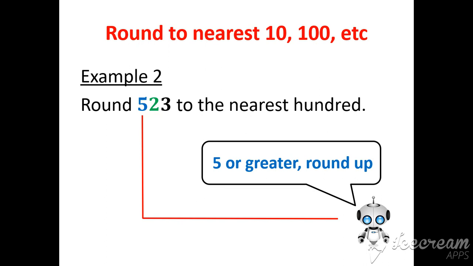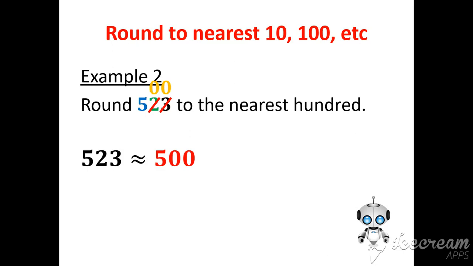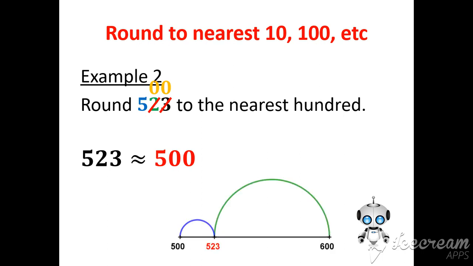So that means the 5 will stay as it is. It doesn't get rounded up 1. So it stays as a 5, and the 2 and the 3 are both going to become zeros. So 523 is approximately 500 after I've rounded it to the nearest 100. And again, the diagram may help explain what's going on. 523 has been rounded down to 500 instead of rounding up to 600.